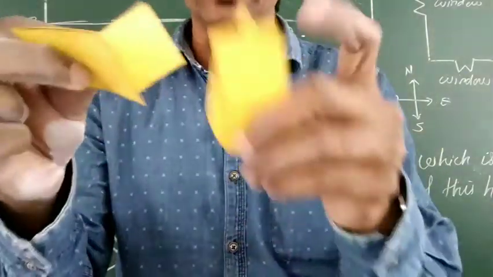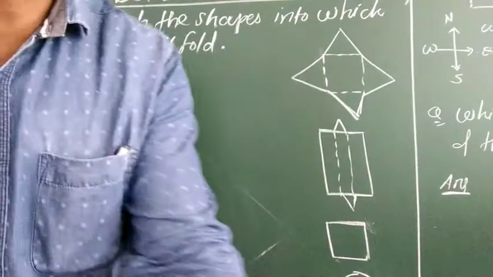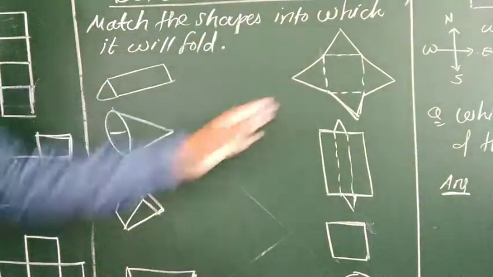So see, dear students, some shapes are there. Now these are the shapes. See, this one is a shape. This one is also one shape. Like that, these 4 shapes are there. Now what we have to do? We have to try to fold and then match with which one it will match.